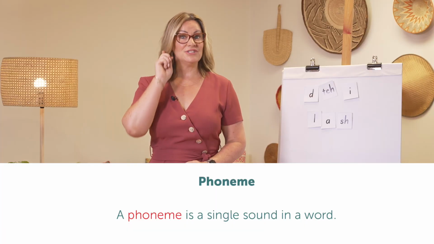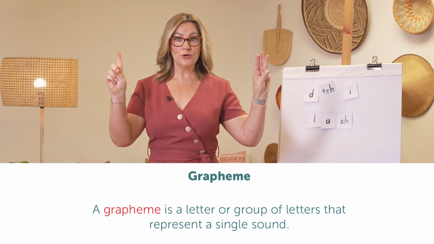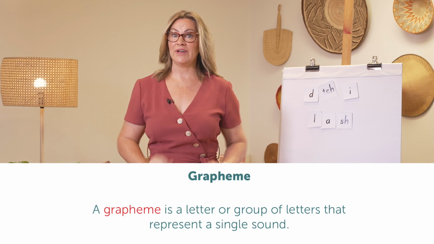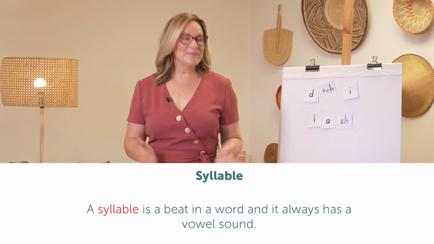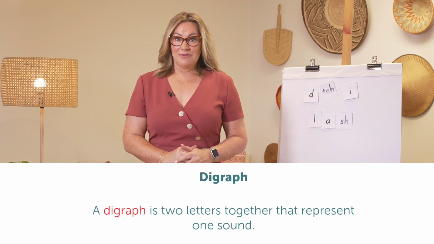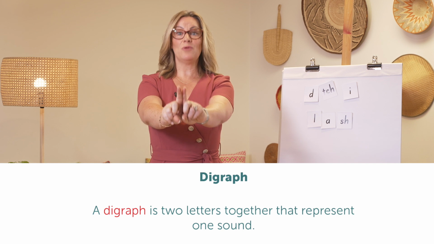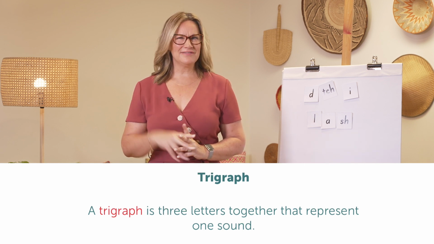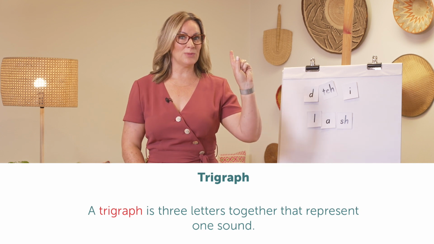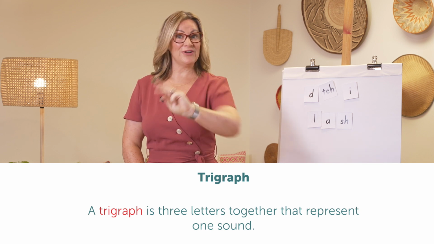Let's start with phoneme. A phoneme is a single sound in a word. A grapheme is a letter or a group of letters that represent one phoneme. A syllable is a beat in a word, must have a vowel in it. Digraph is 2 letters that together represent that one phoneme. Trigraph, so di meaning 2, tri means 3. Trigraph is 3 letters together represent that one phoneme. New one, but I think you're going to get the hang of it.